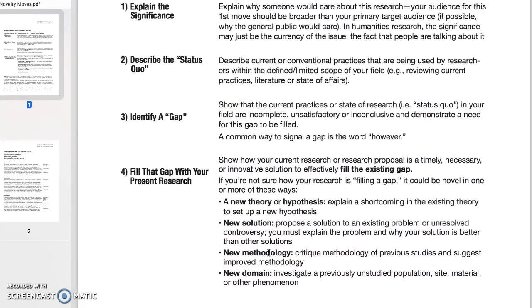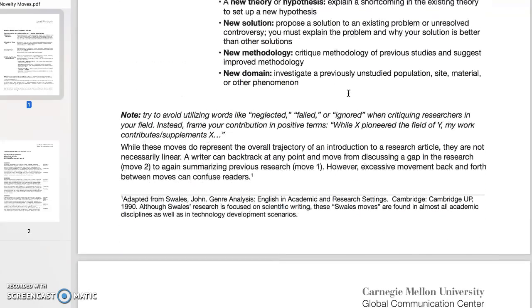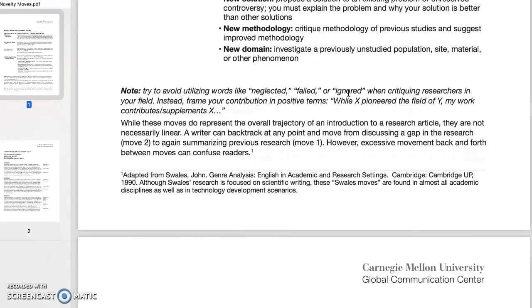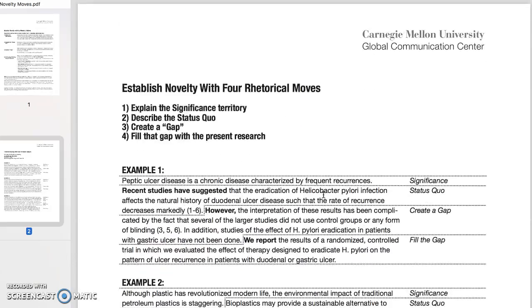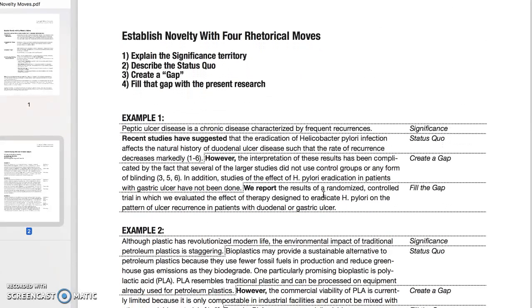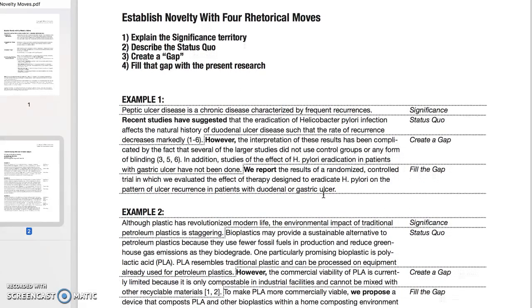Some people, they might need more time to explain the status quo and might identify a gap there and switch back and forth, but try to limit yourself with how much you're switching back and forth, because excessive movement can confuse readers. So try to keep it within these moves. And if you're wondering how you might implement these, here are some examples where we can see them in action.